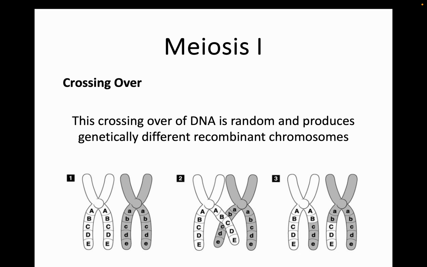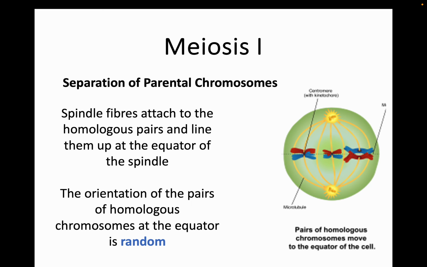The other point to remember here is this is random. This is not planned, and you can't predict where it's going to happen. This is just where these chromosomes are touching, and crossing over is random. It's going to lead to genetically different recombinant chromosomes. Remember, recombinant basically just meaning a new combination of these chromosomes. So first of all, that's going to lead to a large amount of variation.